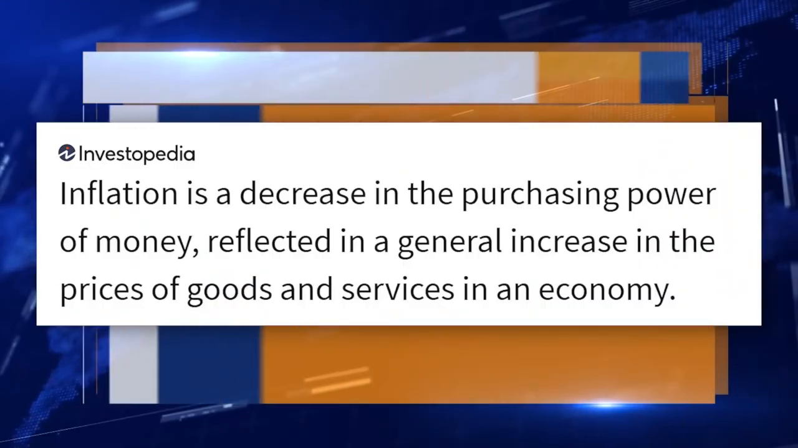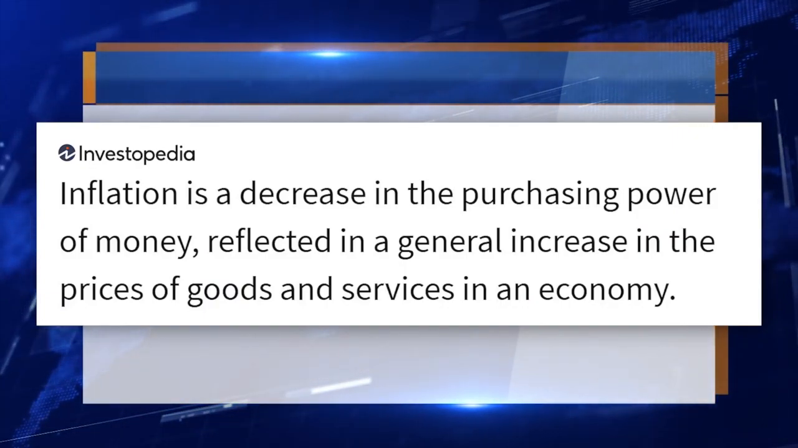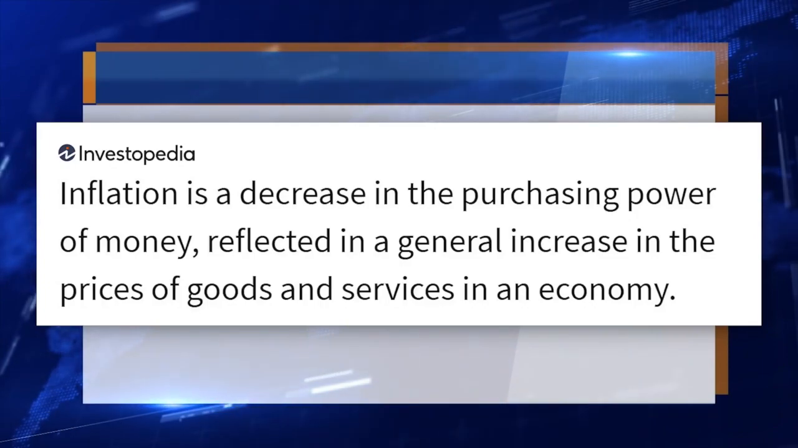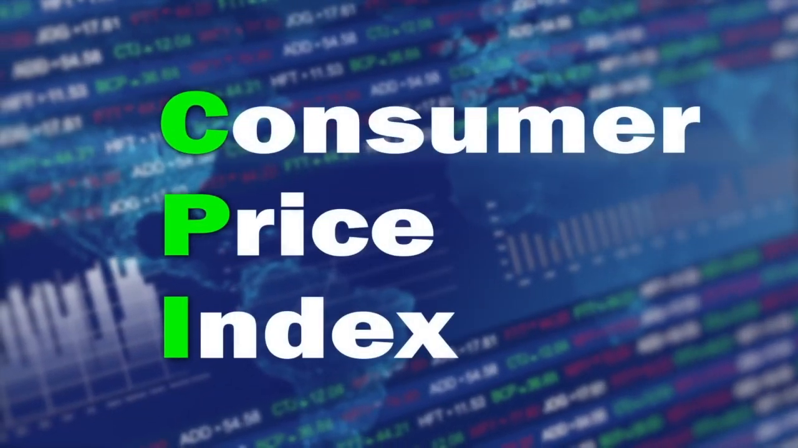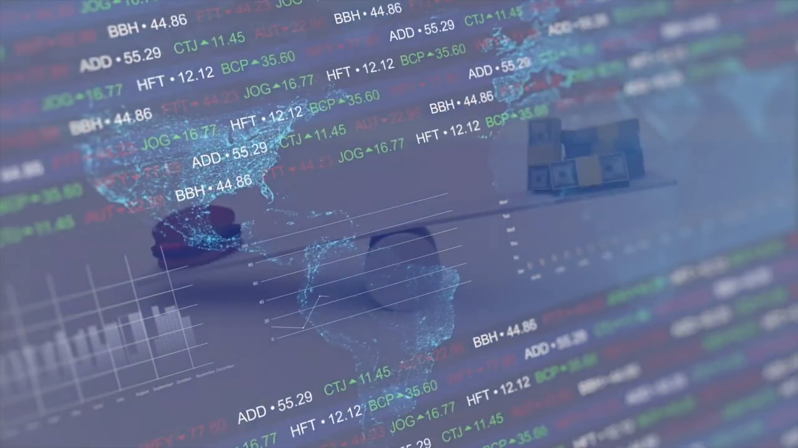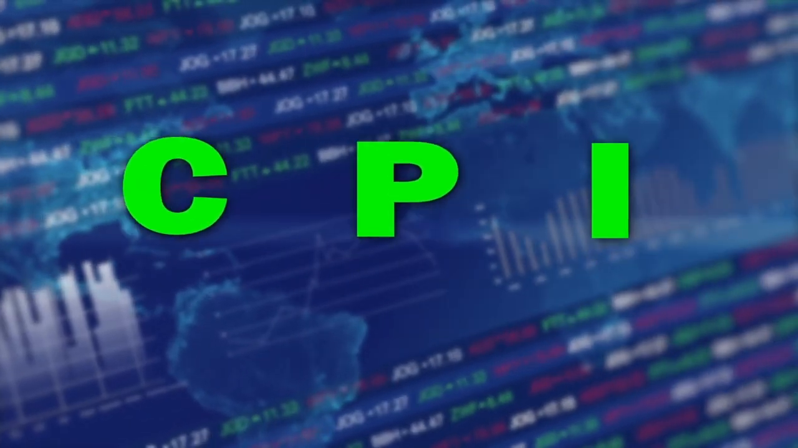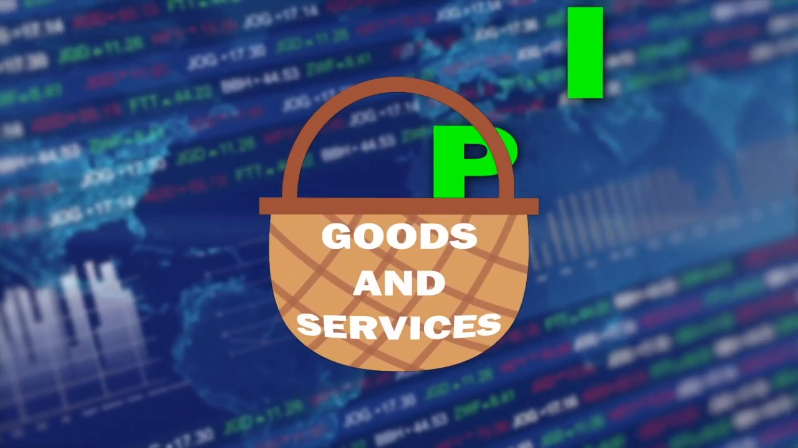Inflation is defined as a decrease in the purchasing power of money, reflected in a general increase in the prices of goods and services in an economy. The question I'll be answering today is, how is it measured? Inflation is measured by CPI, or Consumer Price Index. Consumer Price Index is a measure of the average change over time in the prices paid by consumers for a market basket of consumer goods and services.